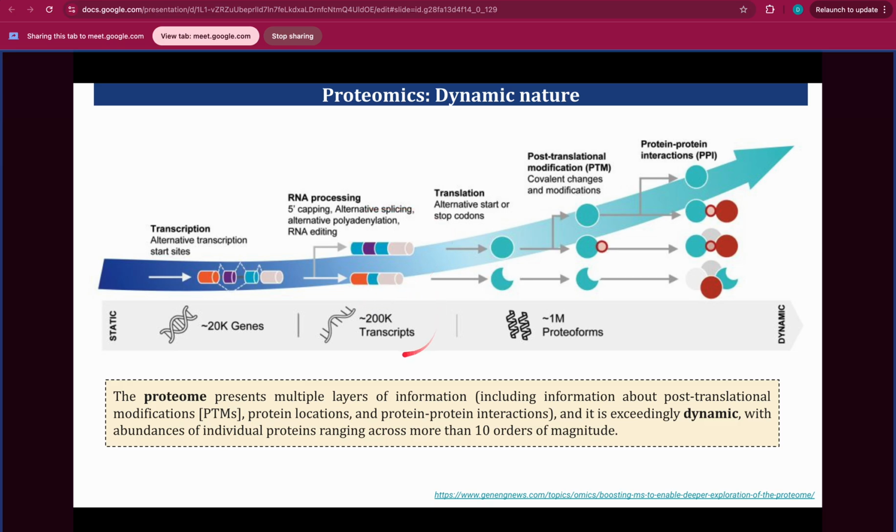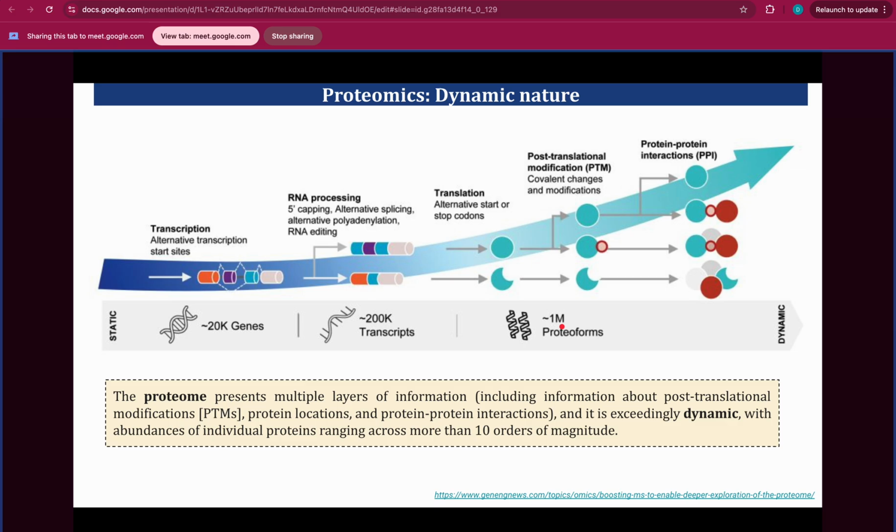Then after these RNAs are formed, the next step is to synthesize the protein, which is known as translation. How can different proteins be synthesized? That is governed by the alternative start and stop codons. If among different RNAs their start sites and stop sites are changed, then multiple proteins can be synthesized. So they are saying that from these 200K transcripts, we can synthesize about 1 million proteoforms. Proteoforms are different forms of the protein which arise from similar transcripts.